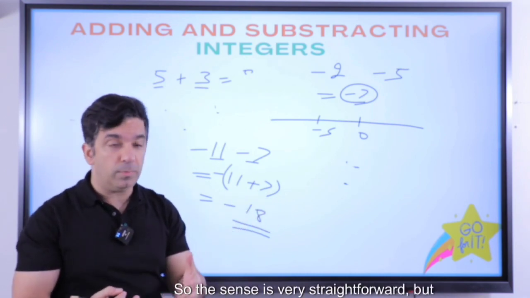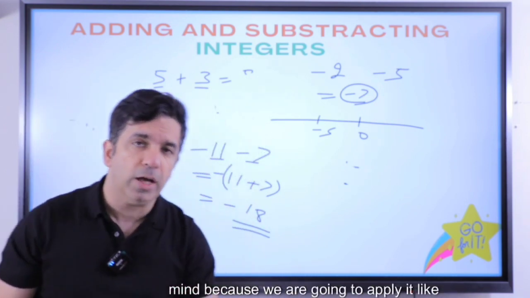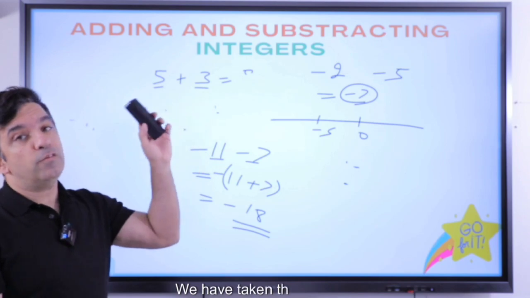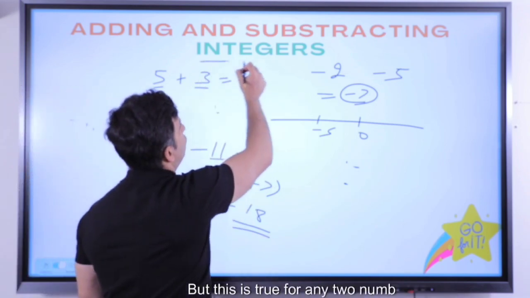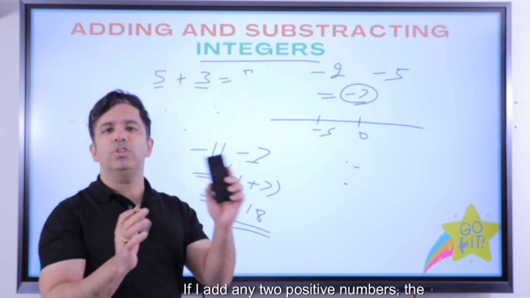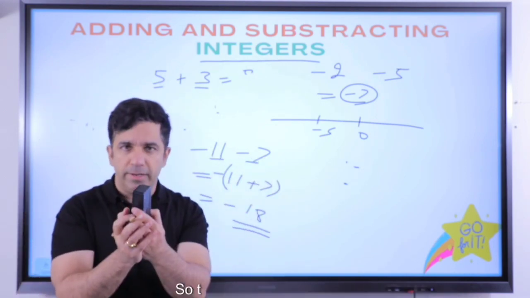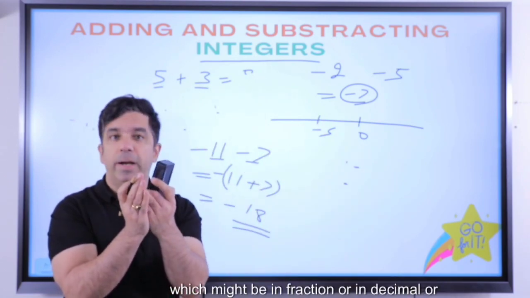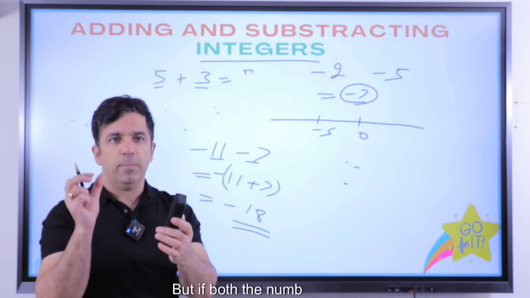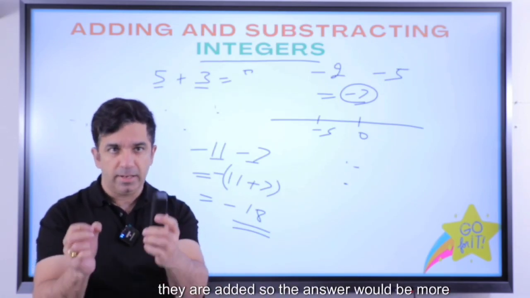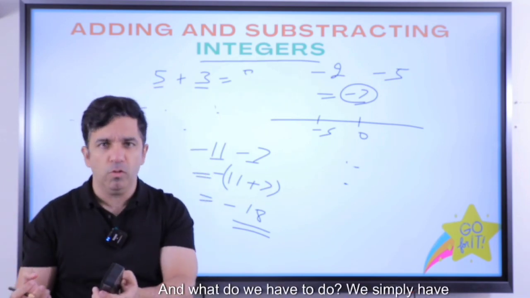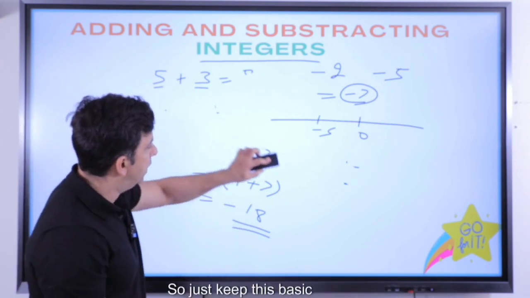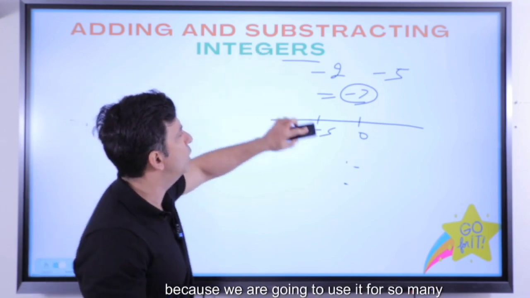The sense is very straightforward, but we have to just keep this in mind, because we are going to apply it so many times. This is a very basic thing, and interestingly, we have taken the example of integers, but this is true for any two numbers. If I add any two positive numbers, the answer would be simply added, so the answer would obviously be more positive. And if we add two negative numbers, which might be in fraction or in decimal or whatsoever, but if both the numbers are negative and they are added, the answer would be more negative. And what do we have to do? We simply have to add those two numbers and put a minus sign before it, just like this one. So just keep this basic theory in your mind, because we are going to use it so many times.